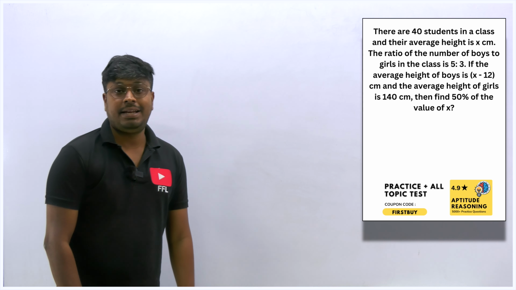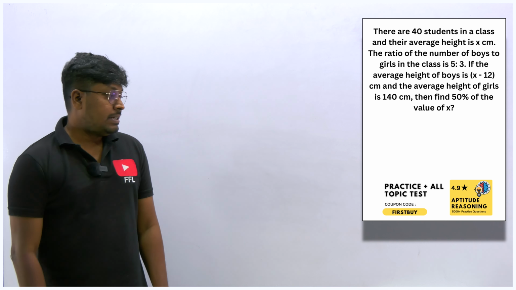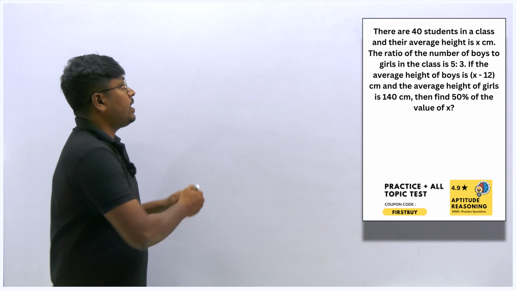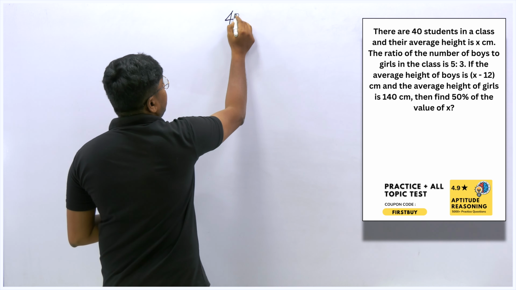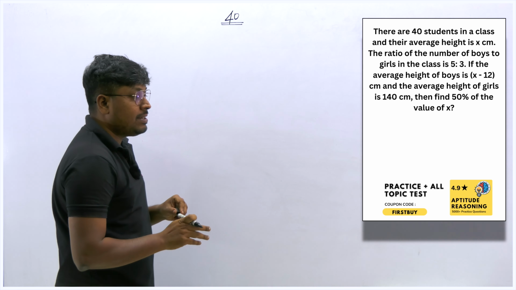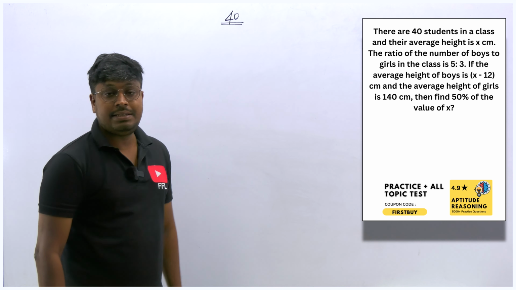Find 50% of the value of x. So friends, when you look at the question carefully, the total number of students has been given, which is 40. Out of 40, we don't know how many boys and how many girls there are. But at the second point, they have mentioned that the ratio of boys to girls is 5:3.